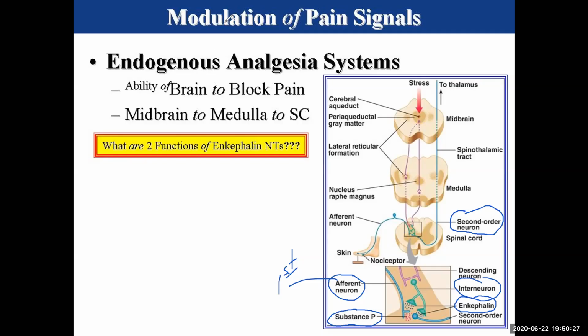So there's two ways to modulate pain. One mechanism is from the periphery, rubbing the elbow. The other one is from the spinal cord, the central mechanism. So one peripheral mechanism, one central mechanism.